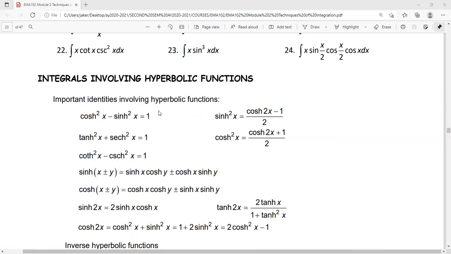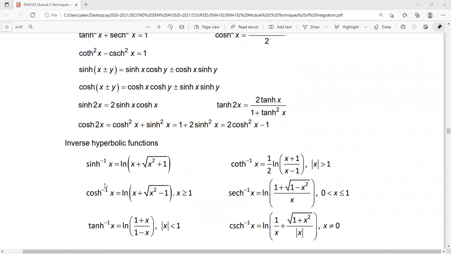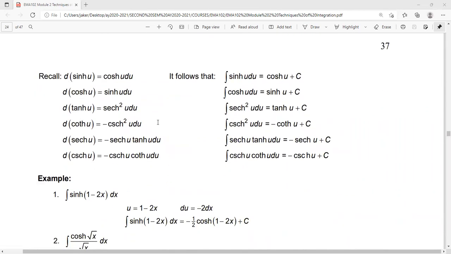Okay? These are identities involving hyperbolic functions. So take note of this. You may find them useful in simplifying your given integrals prior to evaluation. Our main concern is the integrals of these 6 hyperbolic functions. It's quite comparable to the integrals of basic trigonometric functions like this. The integral of the hyperbolic sine is the hyperbolic cosine.